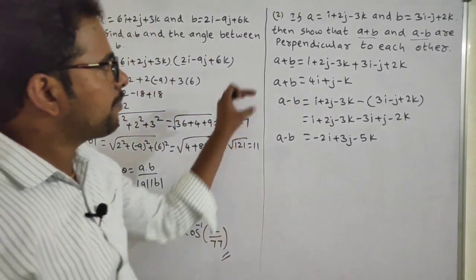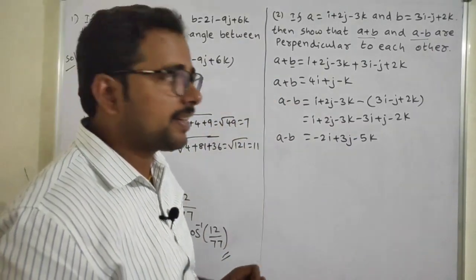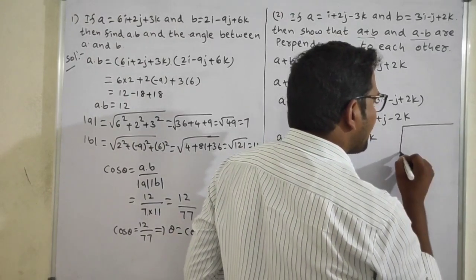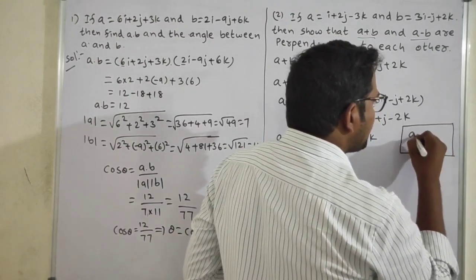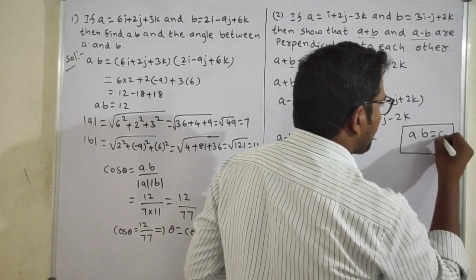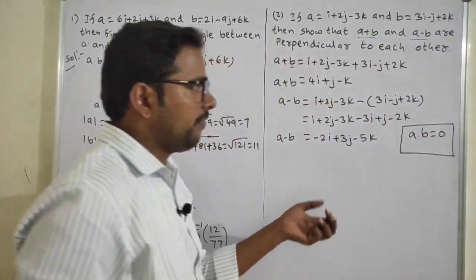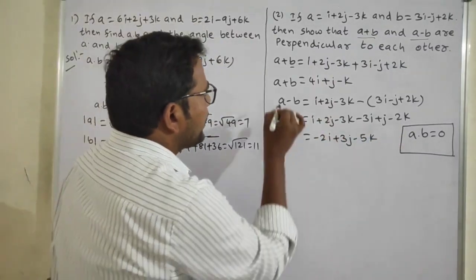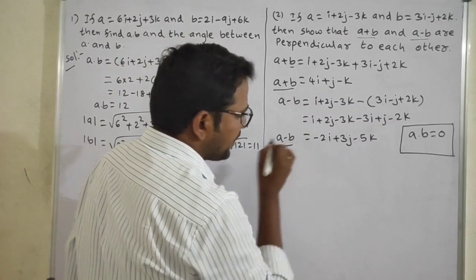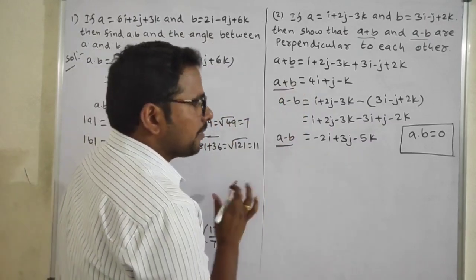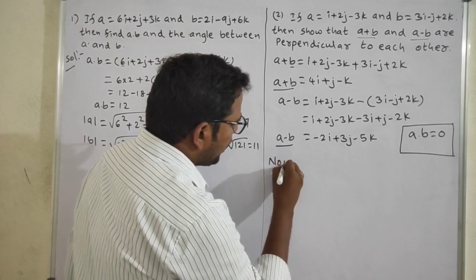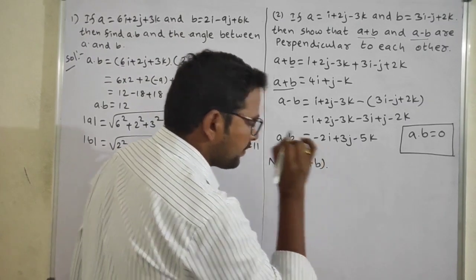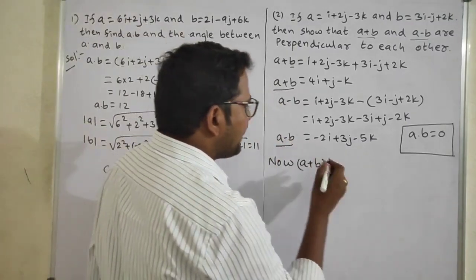We have to show that A plus B and A minus B are perpendicular. If two vectors A and B are perpendicular, what is the condition? The perpendicular condition is that A dot B must be equal to 0. Their dot product becomes 0. If we take their dot product, the answer should be 0. So here, one vector is A plus B and the other vector is A minus B. So we have to take their dot product. Now do the dot product. The first vector is A plus B, dot, the second vector is A minus B.